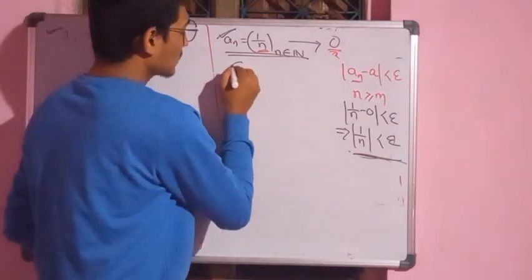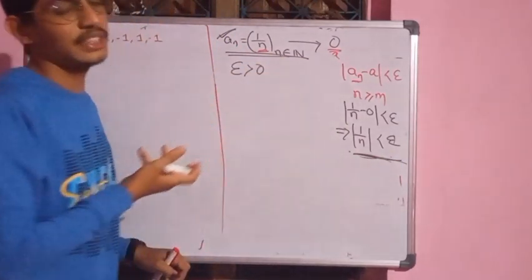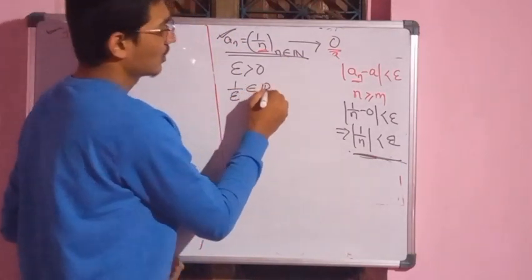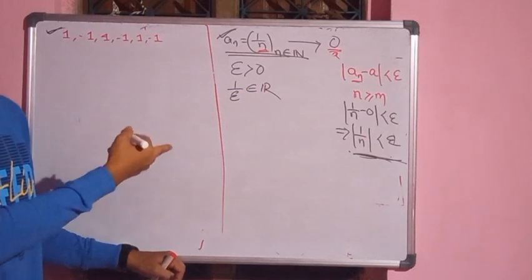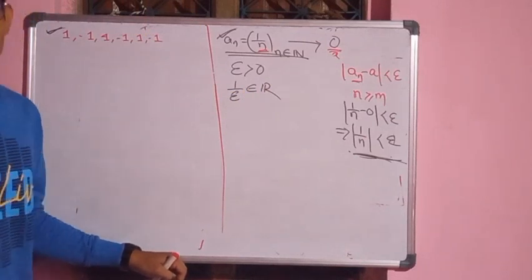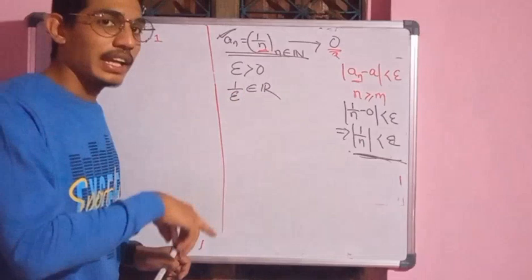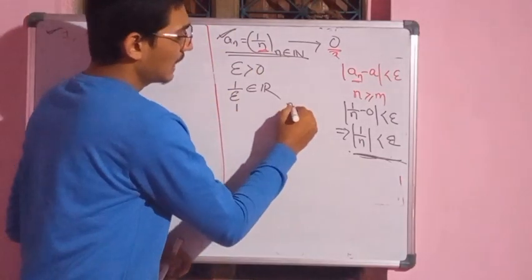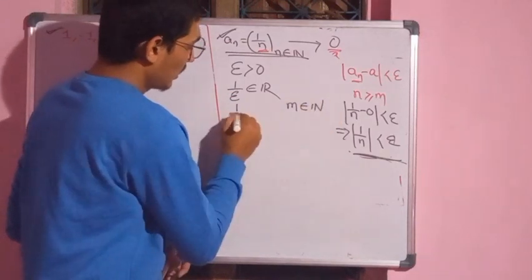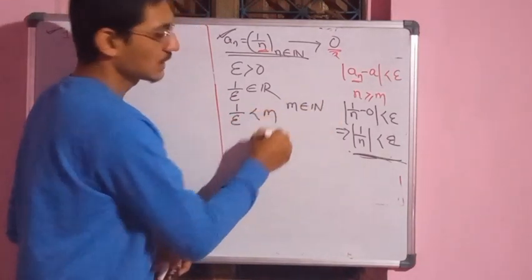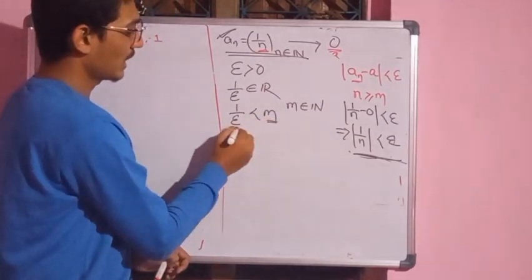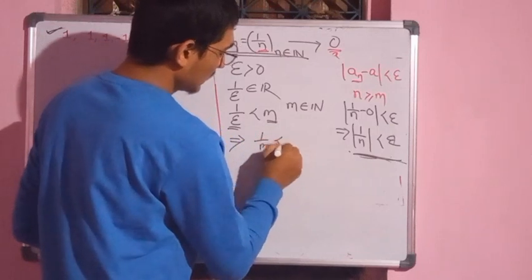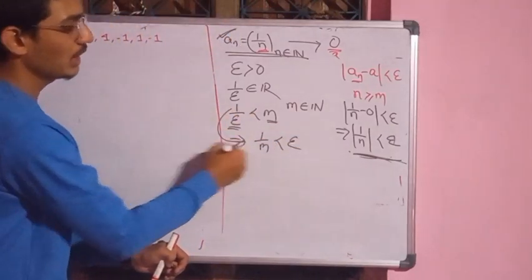So let's assume any epsilon greater than 0, and epsilon is a real number. If epsilon is a real number, then 1 by epsilon is also a real number. And yesterday we studied the Archimedean property: for every real number, there exists a natural number which is greater than it. Suppose m is such a natural number, then m will be greater than 1 by epsilon. So I can write here 1 by m is less than epsilon.